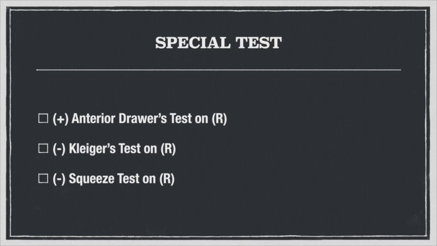In special tests, anterior drawer's test is used to rule in anterior talofibular ligament sprain or capsular sprain. Geiger's test was used to rule out high ankle sprain on right. Squeeze test was also used to rule out high ankle sprain on right.